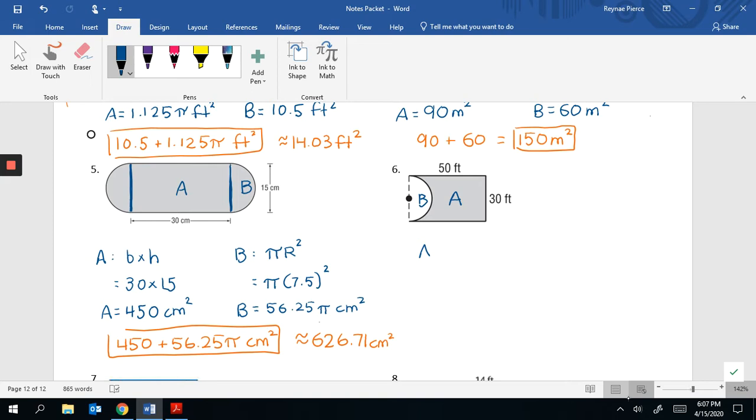Okay, so that rectangle, just base times height. So we're going to take 50 times 30. And so the area of the rectangle, if that semicircle had not been cut out, would be 1,500 square feet. Okay, but we've got to find the area of this semicircle and take it away.